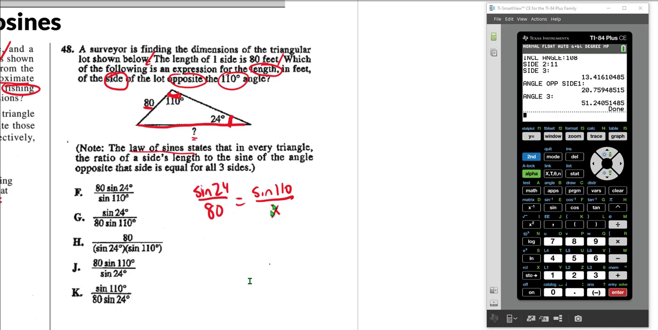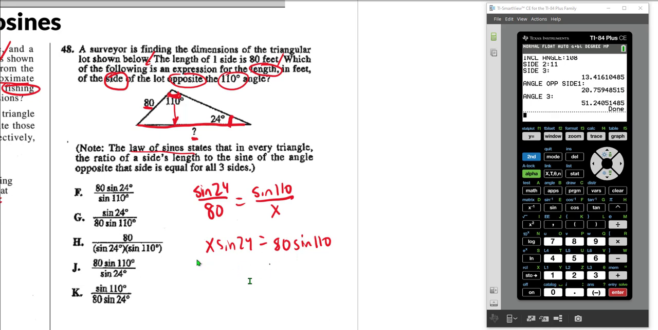So when we cross, if we're solving for x, which is again the length of the side opposite that angle, my fault, I believe I just said opposite that ratio. That's not correct. Speaking too fast. So what do we do now to isolate x? We cross multiply. We get x sine 24 equals 80 sine 110.